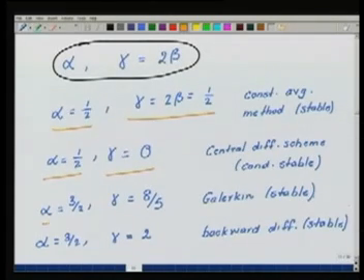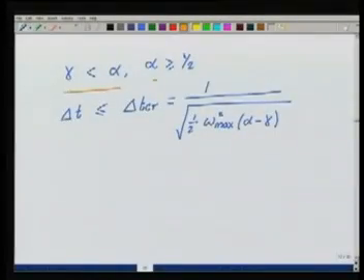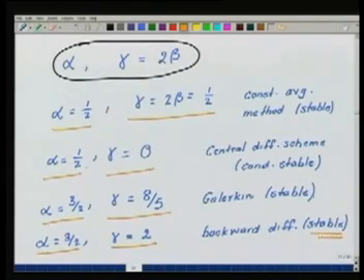When alpha is equal to 3 by 2 and gamma is equal to 8 by 5, gamma equal to 2 beta, remember that it is always 2 beta, we get the standard Galerkin method, which is shown to be stable. Alpha equal to 3 by 2, gamma equal to 2, gives the backward difference scheme, which is also stable. Now for the conditionally stable schemes, where gamma is less than alpha and alpha is greater than or equal to half, which essentially corresponds to, you can take the central difference scheme falls in that category.